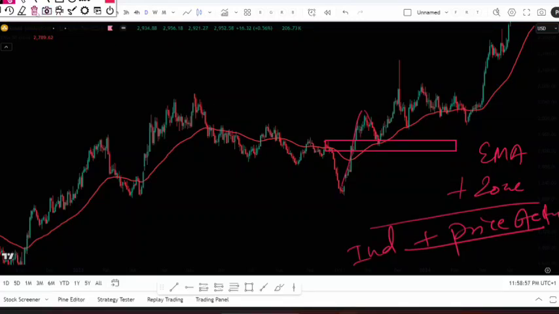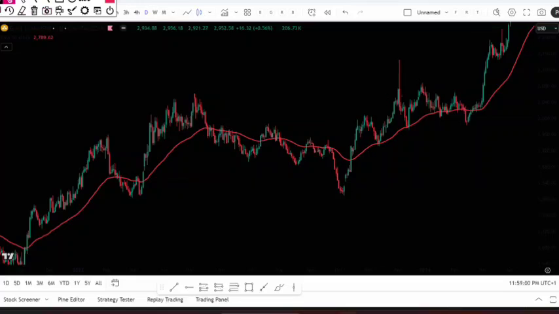Okay, now here is also another pullback in the EMA, but here I don't see proper support in this level, so I don't take this trade. Now this level is important for me, because this is the first high after the break of the EMA. Yeah, first high. So this is an important level for me.